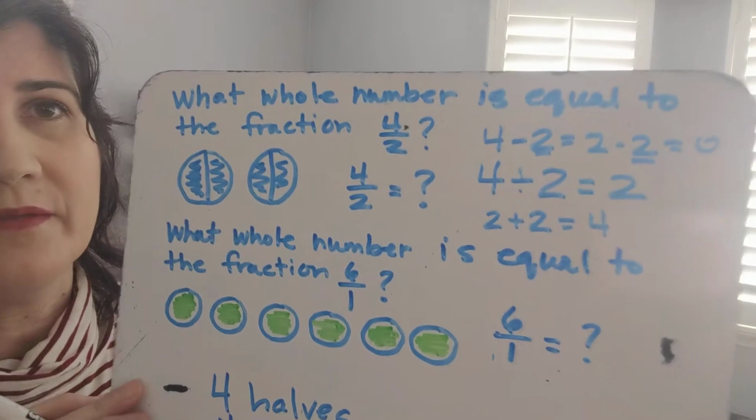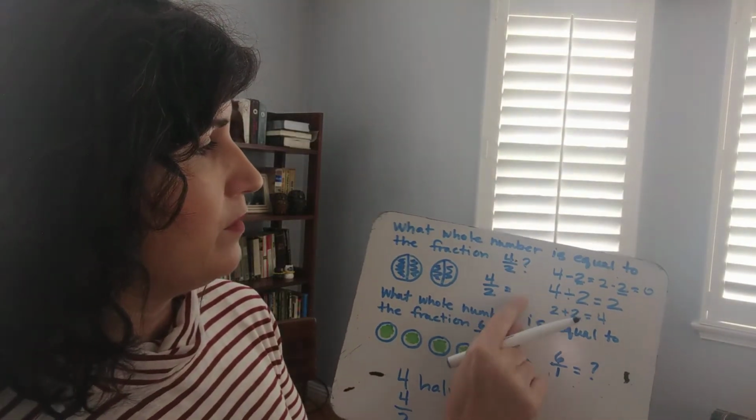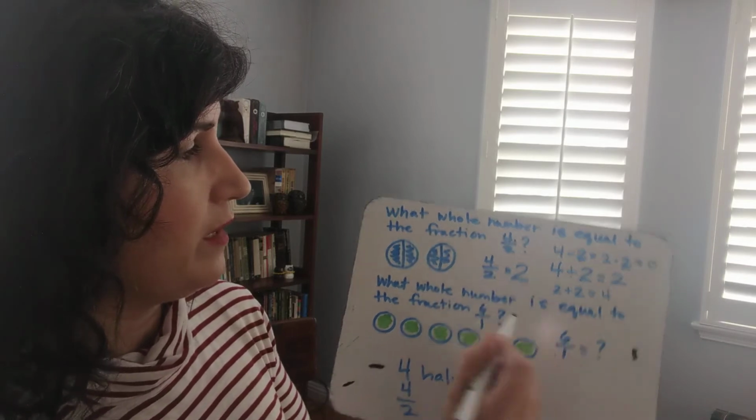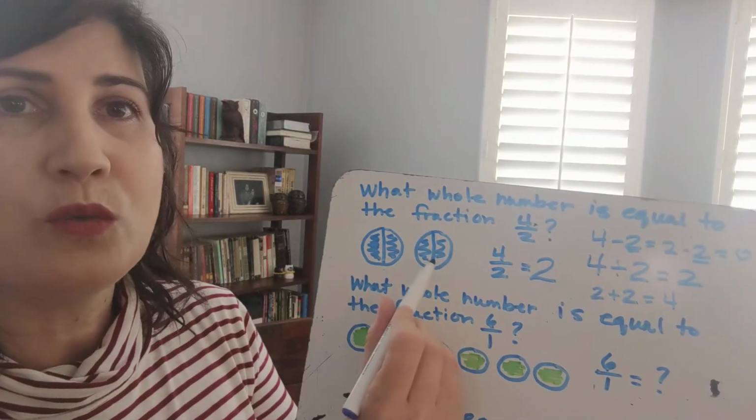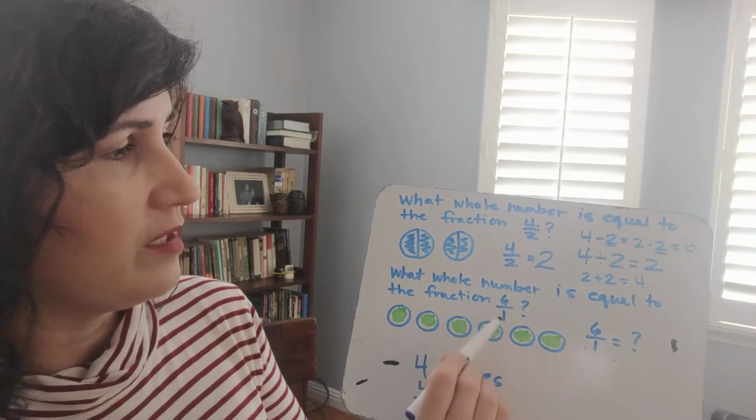Can you see that okay? Hopefully you can see the problem okay. So my whole number, 4 divided by 2, would equal 2. And as you can see, there are 2 wholes here. What fraction number is equal to the fraction 6 over 1?